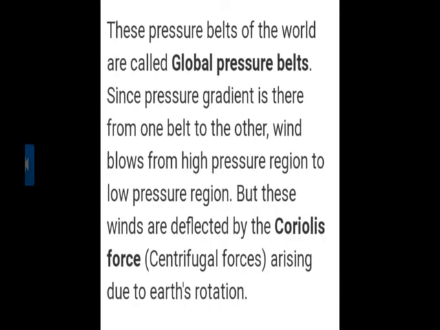These pressure belts of the world are called global pressure belts. Since a pressure gradient is there from one belt to the other, wind blows from high pressure region to low pressure region. But these winds are deflected by the Coriolis force, which arises from the Earth's rotation, and they keep moving in a curved path, away from the center.